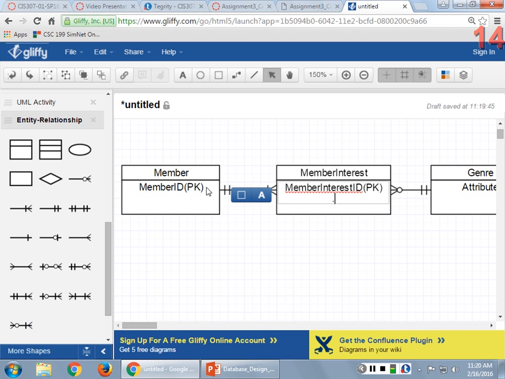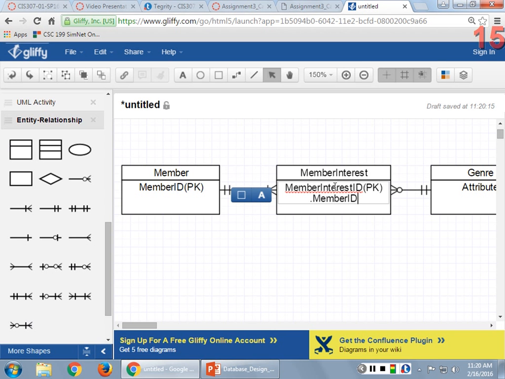What will be the first part? The first part will be the primary key of this entity, right? Member ID. By the way, technically speaking, it's a foreign key because it's a primary key that is inserted into another entity. So it kind of fits this definition.